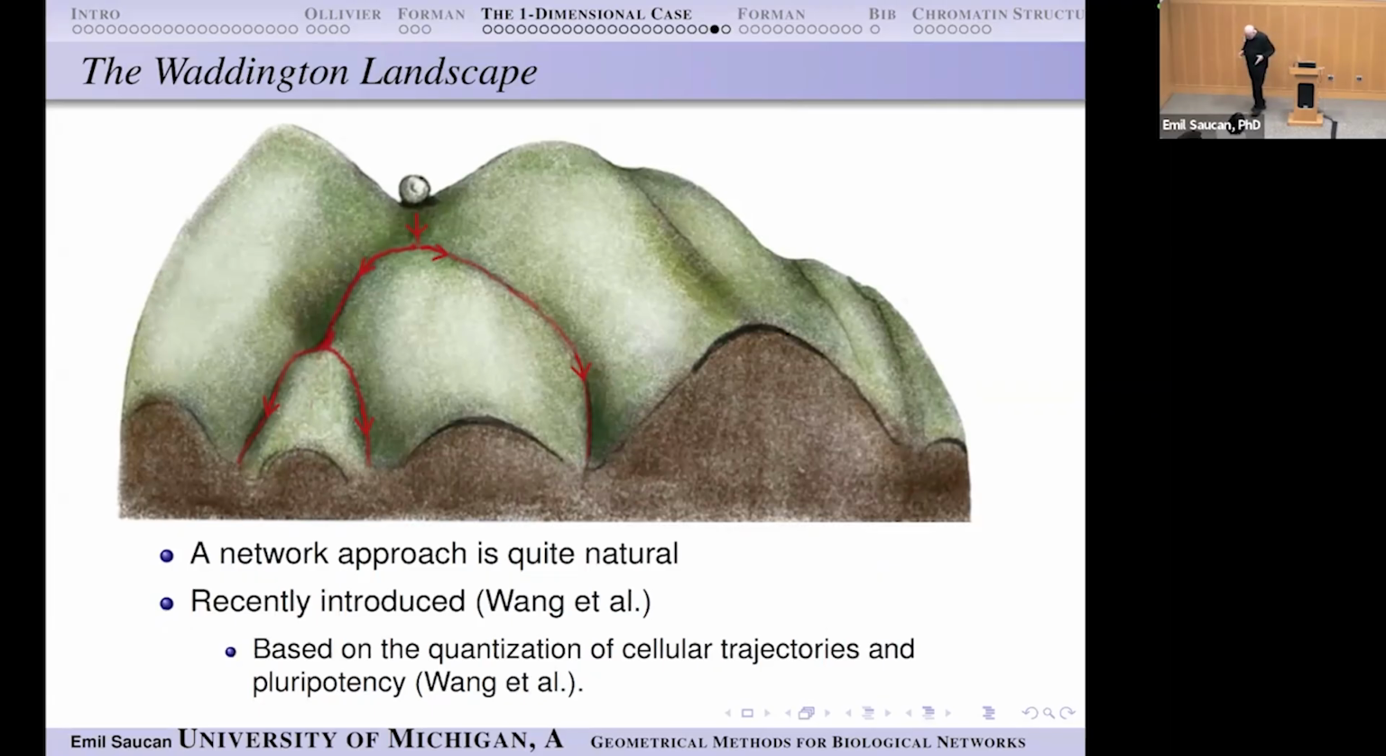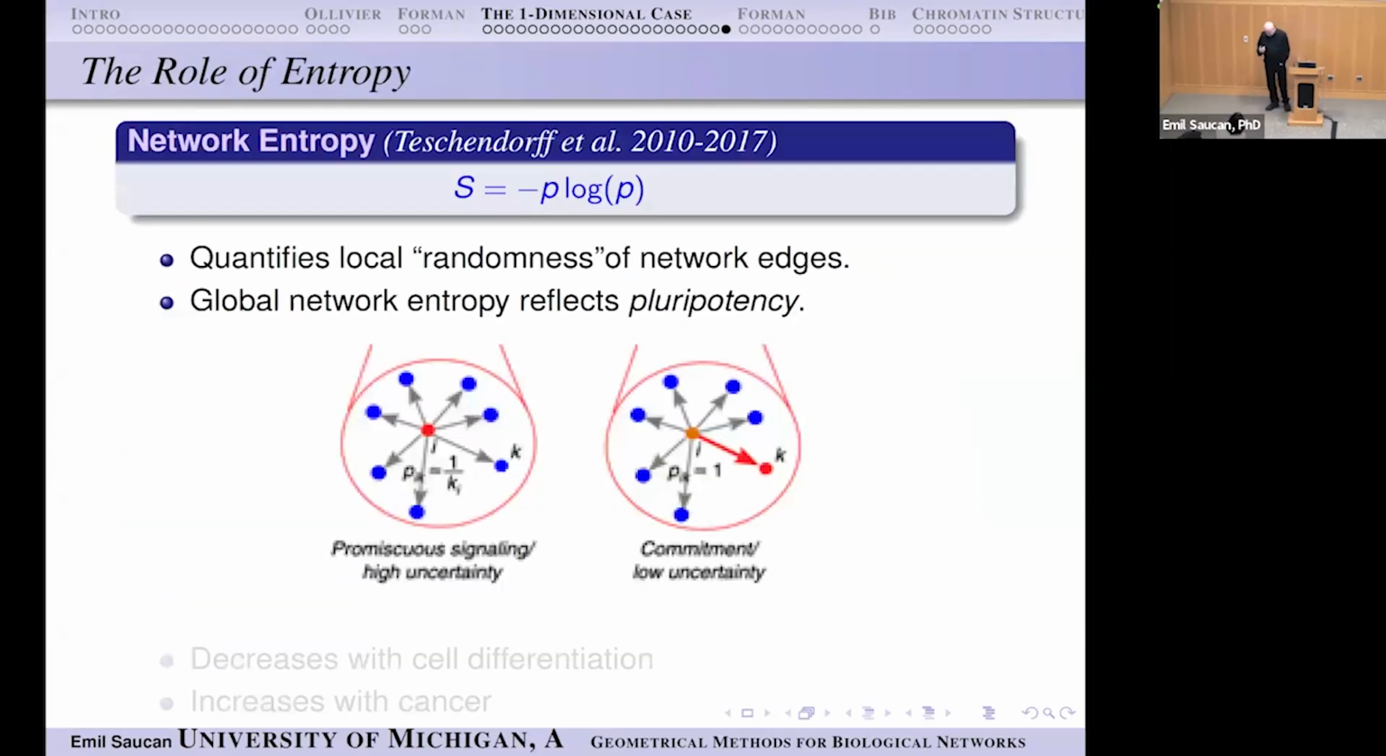So the way we introduced this approach to biology, or to quantization of cellular trajectories and pluripotency, were Wang and allies. I don't remember the names of the papers. There are two different papers. Yes, and the idea is that you look at entropy. And you see that this is a bad image. Next time I should improve it.